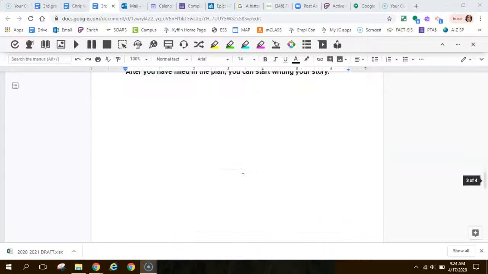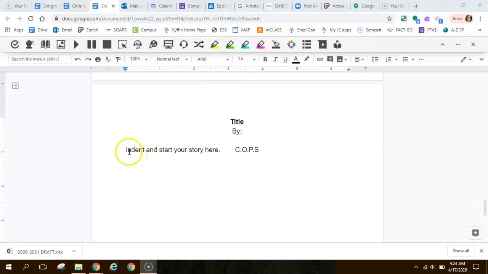Down here it says title and by, indent and start your story here. I don't know what my title is going to be yet, but I think it's going to be something called A Bump in the Night. Gotta capitalize it. A Bump in the Night by Mrs. Hopkins. So make sure you put your name on that. And it says indent your story and start here.